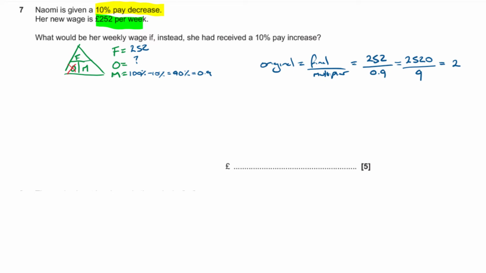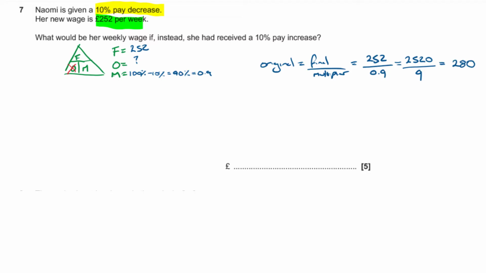9s into 720. 9s into 72 go 8 times. So I think it's going to be 80, isn't it? So 280. So 280 is how many times it goes in. Right, so that is the original salary then, isn't it? £280. So what would her weekly wage be if instead she received a 10% pay increase?